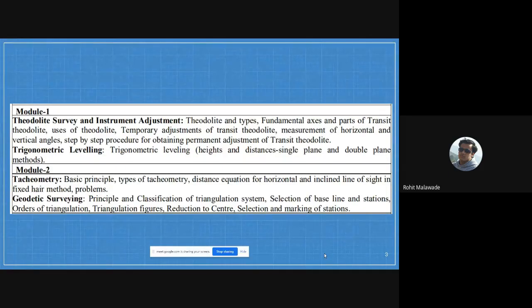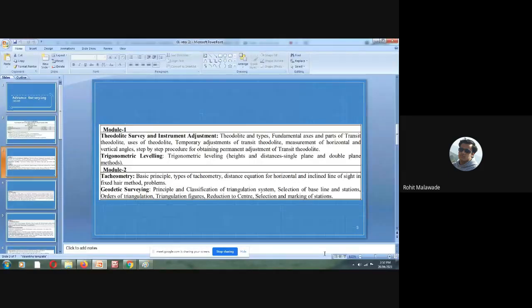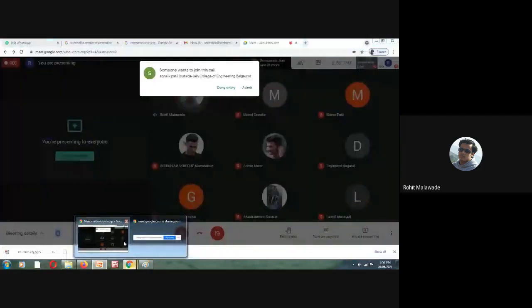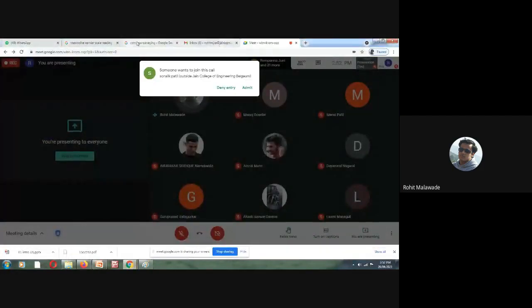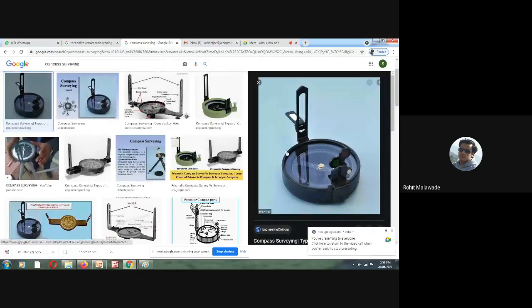In the previous semester, we discussed something on survey, right? We discussed how to take the horizontal distance by using the chain tape, and what different corrections we apply in that. We also saw how to measure the horizontal angle by using the compass. This is the compass that you have seen in the previous class.